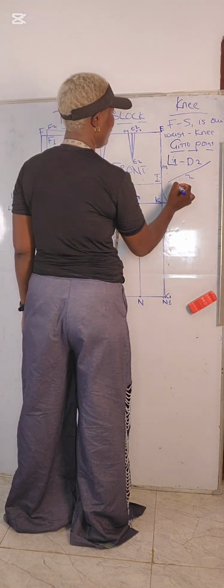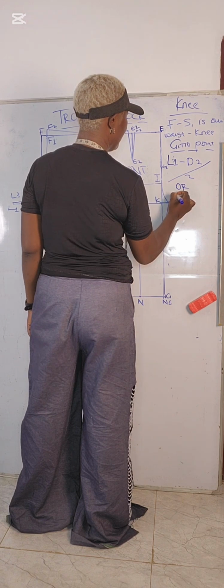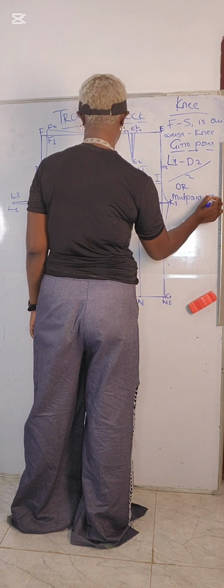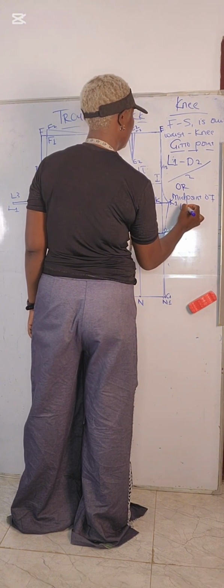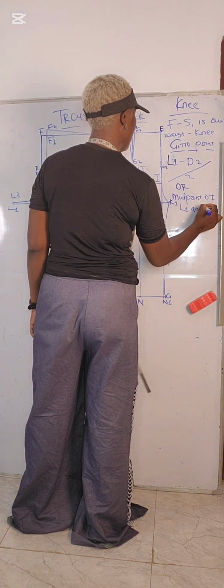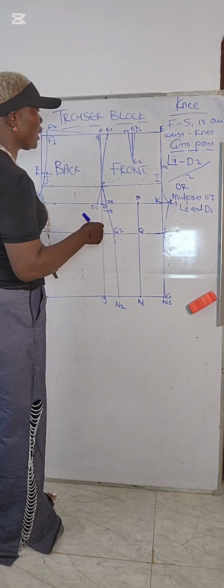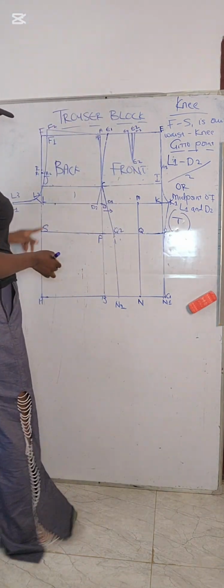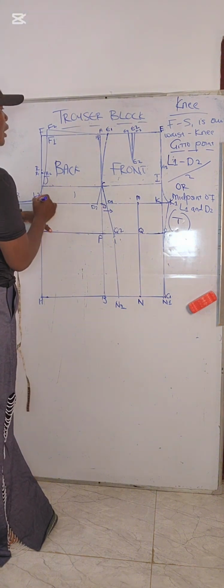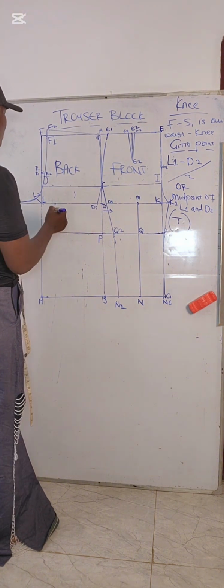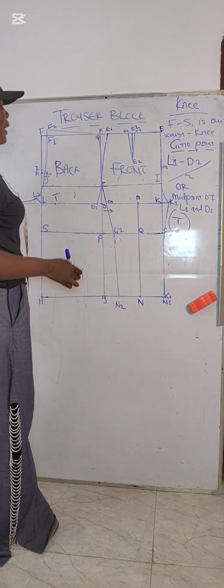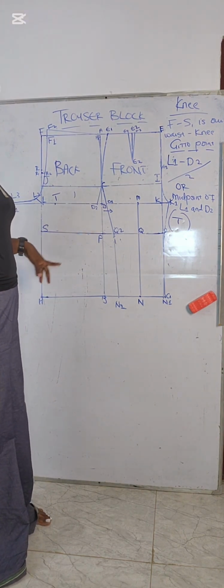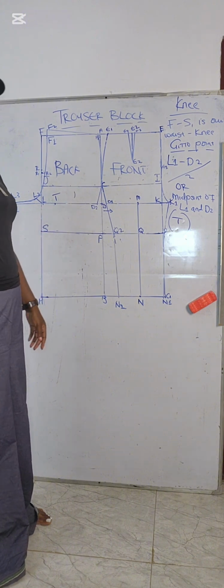Or we say midpoint of L1 and D2. T is my ghetto line. I will say my T is what? L1 and D2 divided by 2, or midpoint of L1 and D2 is my T, which is my ghetto line.